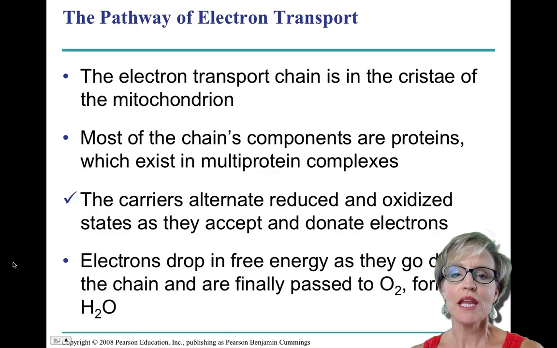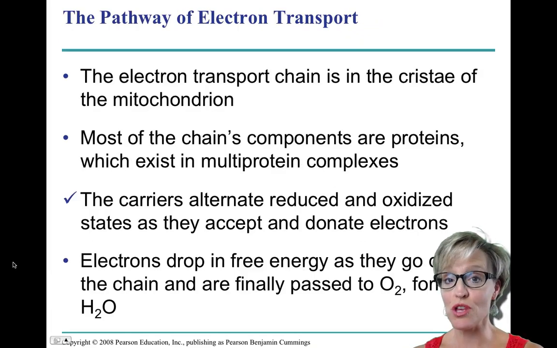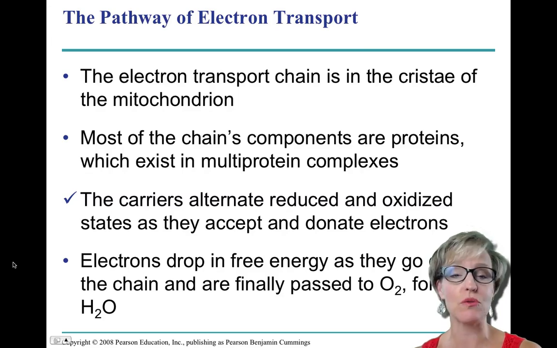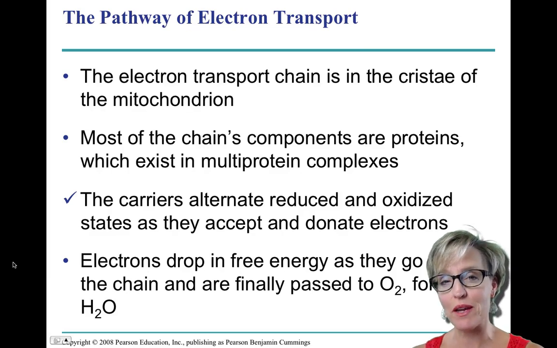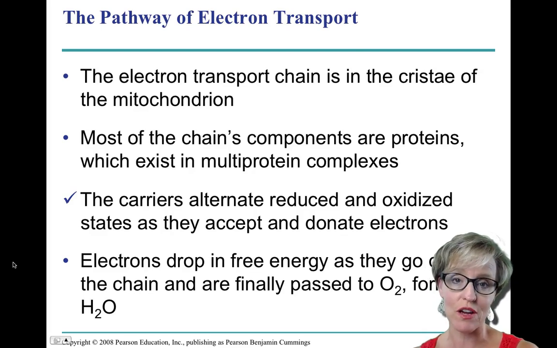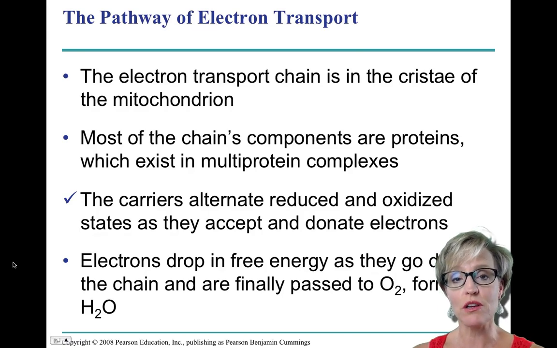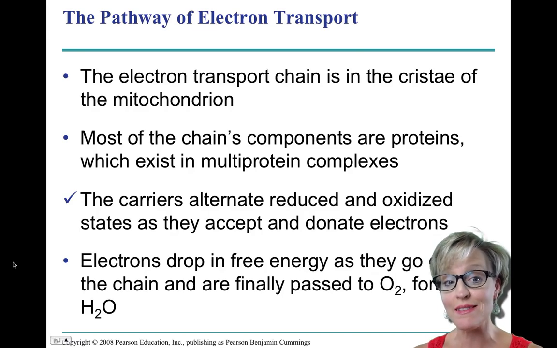Okay. The electron transport chain, all of those complex multi-protein complexes, are found in the cristae of the mitochondria. Now think about the shape of the cristae. It's kind of an infolding of the inner membrane. Notice that folding pattern is going to give us extra surface area for more electron transport chains. That was designed by a mighty designer.